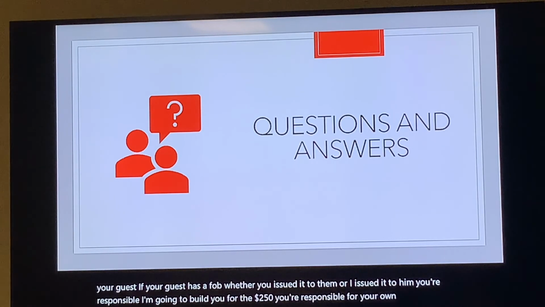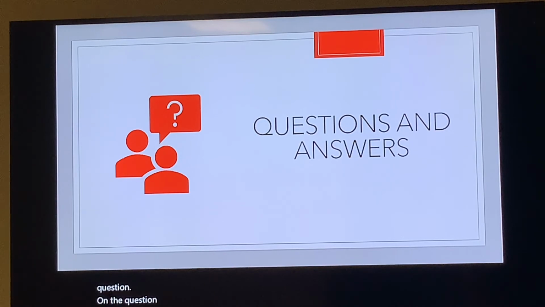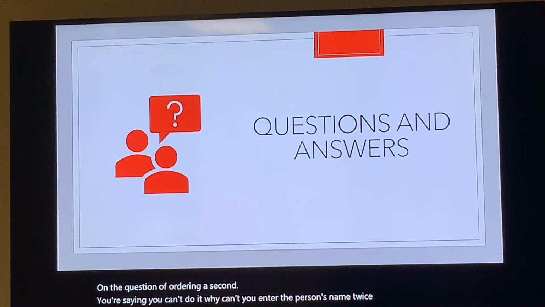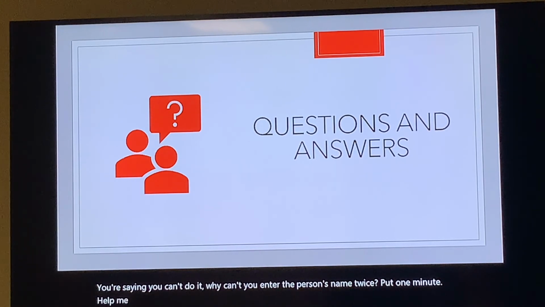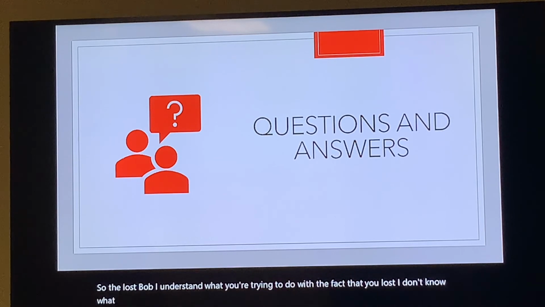Great question. Brent, on the question of ordering a second fob for insurance, you're saying you can't do it. Why can't you enter the person's name twice? Put a 1 and a 10. Well, but how would that help you? Help me understand that. It would help you not pay $250. No, you're missing the point. So the lost fob, I understand what you're trying to do, but the fob that you lost, I don't know what happened to it. It's disappeared. I don't want to pay him $250. I'll buy a second one now.